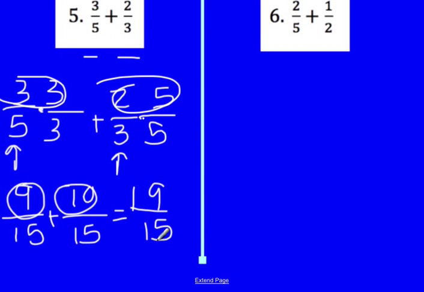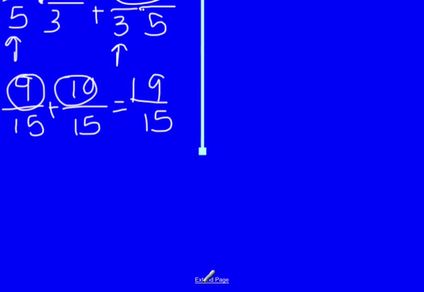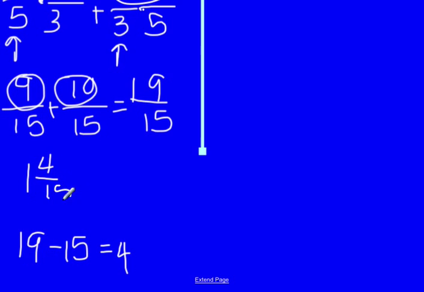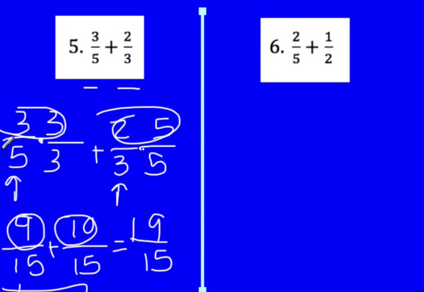So then, now I notice that my top is larger than my bottom. So how many times does 15 go into 19? Well, that's just going to be 1 time, right? So then I need to figure out, okay, when I have 19 and I'm going to take that 15 away, what do I have left? Well, I have 4. So that's what's going to be in the numerator of our fraction. So then we have 1 and 4/15 as our answer for number 5.